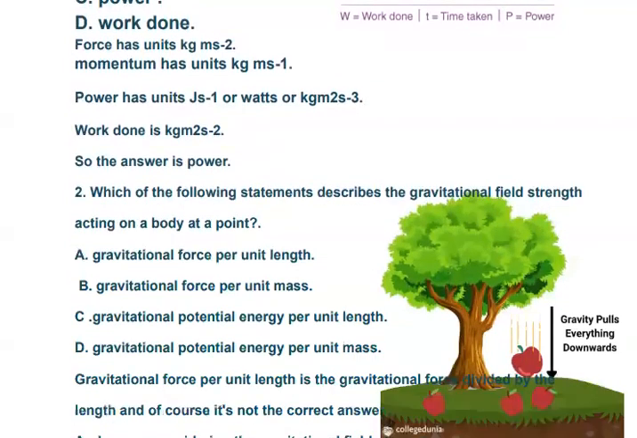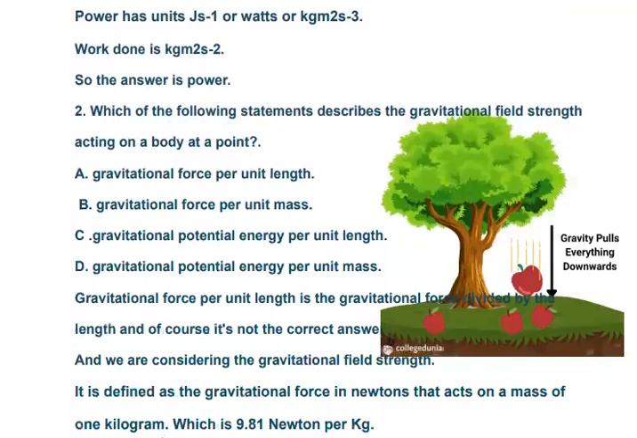Question 2. Which of the following statements describes the gravitational field strength acting on a body at a point? A. Gravitational force per unit length. B. Gravitational force per unit mass. C. Gravitational potential energy per unit length. D. Gravitational potential energy per unit mass.